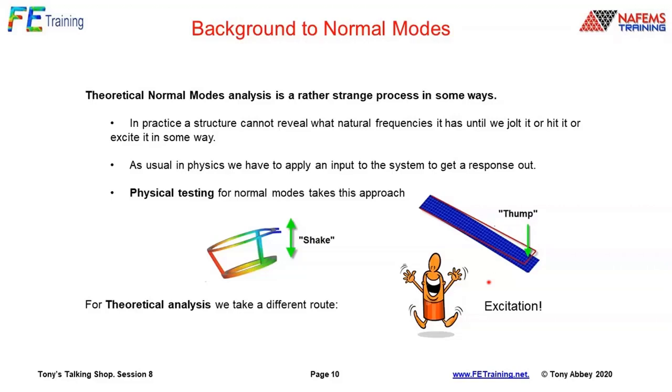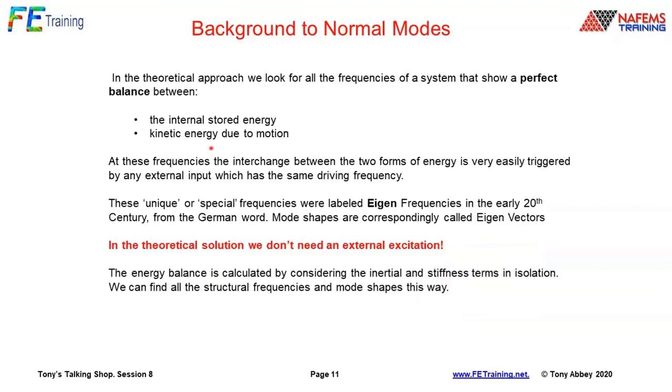So theoretical analysis takes a different route. Instead of actually going into the lab, having to shake or thump something, what we do in the theoretical side is we just say that at resonance, there's a perfect balance between the internal stored energy and the kinetic energy due to motion. There's a kind of flip-flop between these two modes, and the resonant frequencies are where that flip-flop or that interchange of energy is the easiest to occur. So those are special or unique frequencies where we can easily trigger that interchange of energy types.